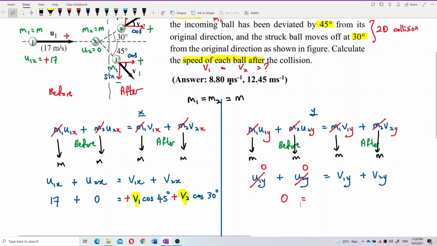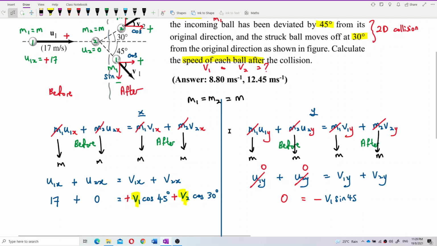Understand? Now look at v1y. After collision, v1y is downward. It's negative, using negative sine theta. So we need to put a negative sign. Don't you forget the negative. When it's a downward velocity, you need to put the negative sign to show the downward direction. Okay, negative v1 sine 45, using sine 45 because it's opposite the angle.